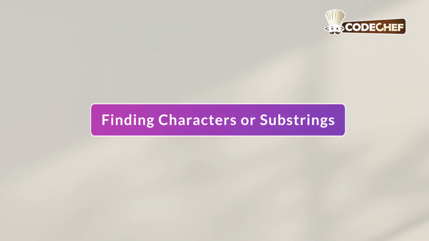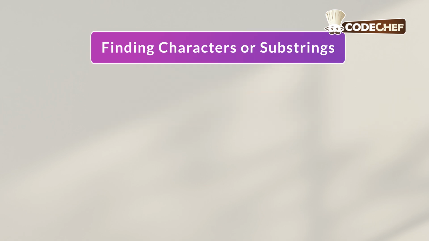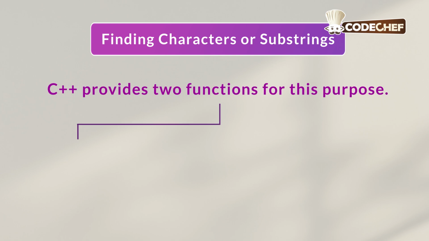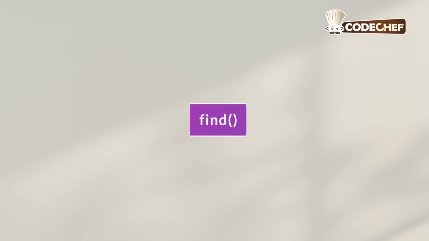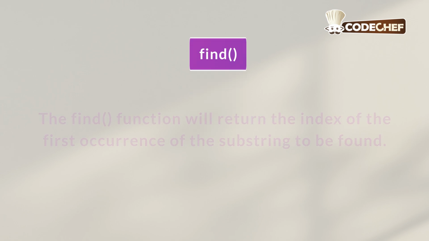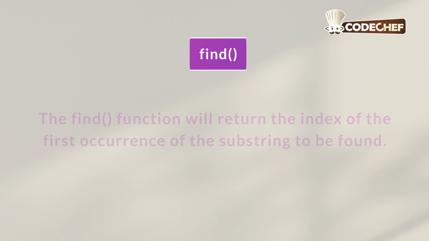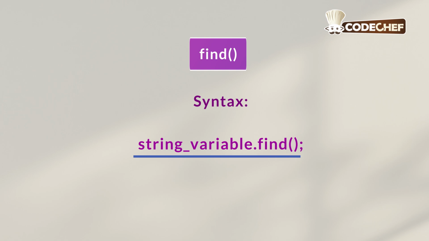Let's start with finding characters or substrings. When working with text, it is often necessary to determine the position of a particular word or character within a string. For this, C++ provides two functions. First one is the find function or method. The find function will return the index of the first occurrence of the substring to be found. Its syntax is string variable.find, then braces and semicolon.